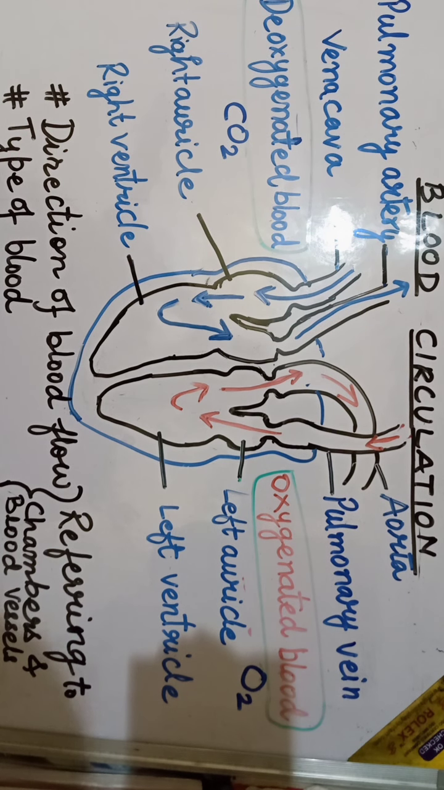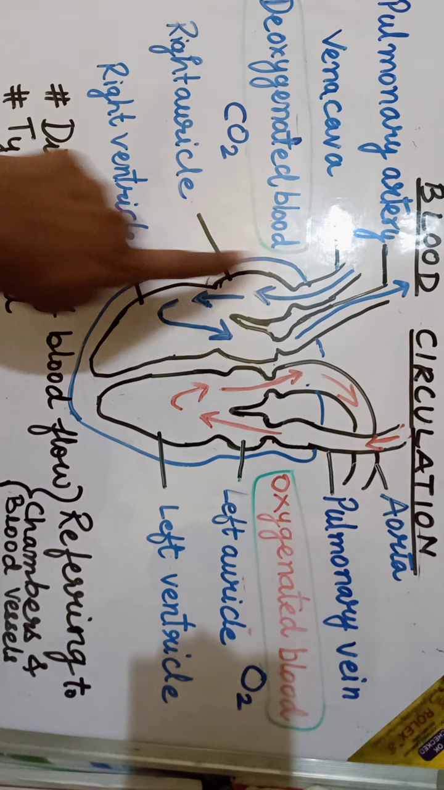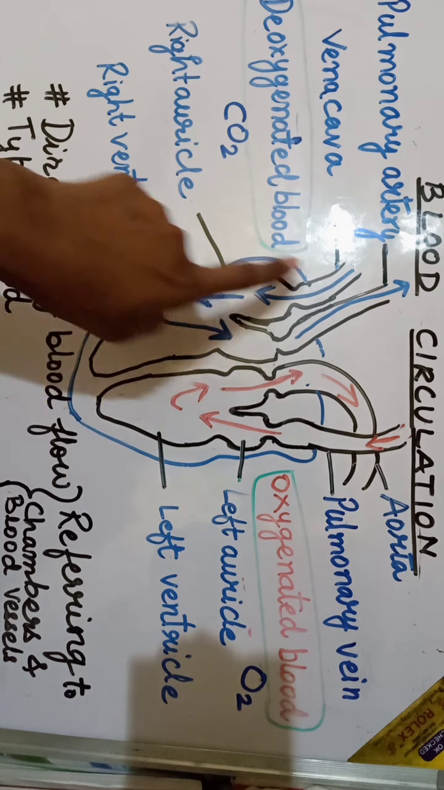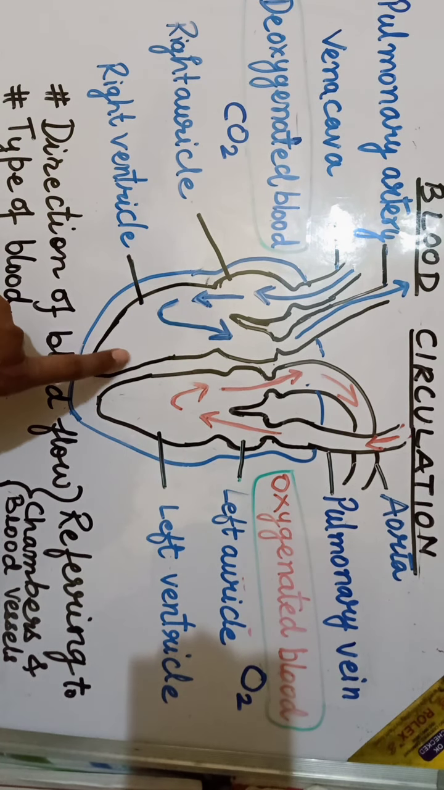Children, let's study the topic blood circulation. The blood circulates throughout the body with the help of pumping action of the heart. And in this diagram, in this particular video, I'll be dealing with the direction of blood flow and the type of blood. And this is referring to the chambers of the heart and the blood vessels, which you have already studied. So in this diagram, this is the diagrammatic view of the human heart.